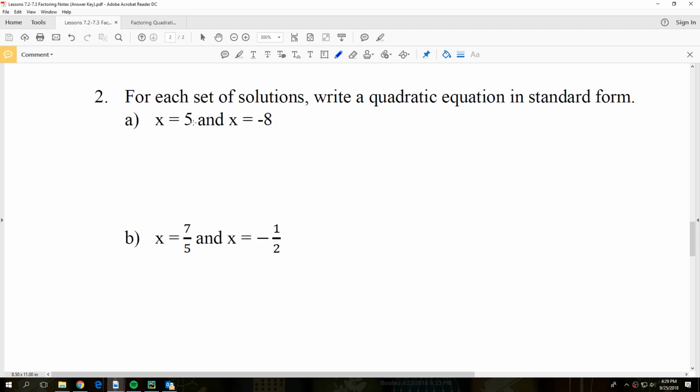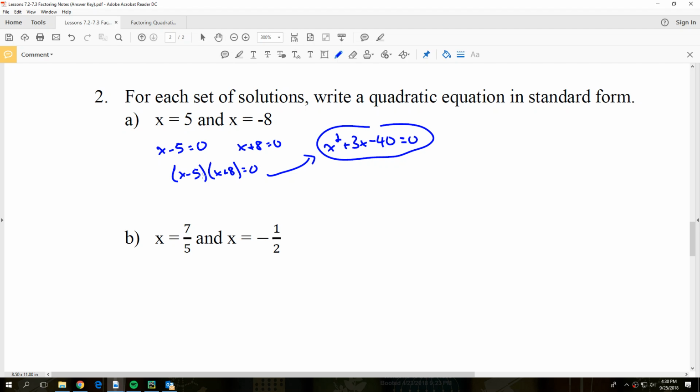So if x is equal to 5, before we did that, we set it equal to 0, right? So that must have been x minus 5 is equal to 0. And this must have been x plus 8 is equal to 0. And working backwards again, that means that it must have been the factor x minus 5 times x plus 8 is equal to 0. And then just simply multiplying these out, double distributing, you should end up with x squared plus 3x minus 40 is equal to 0 by multiplying these out.